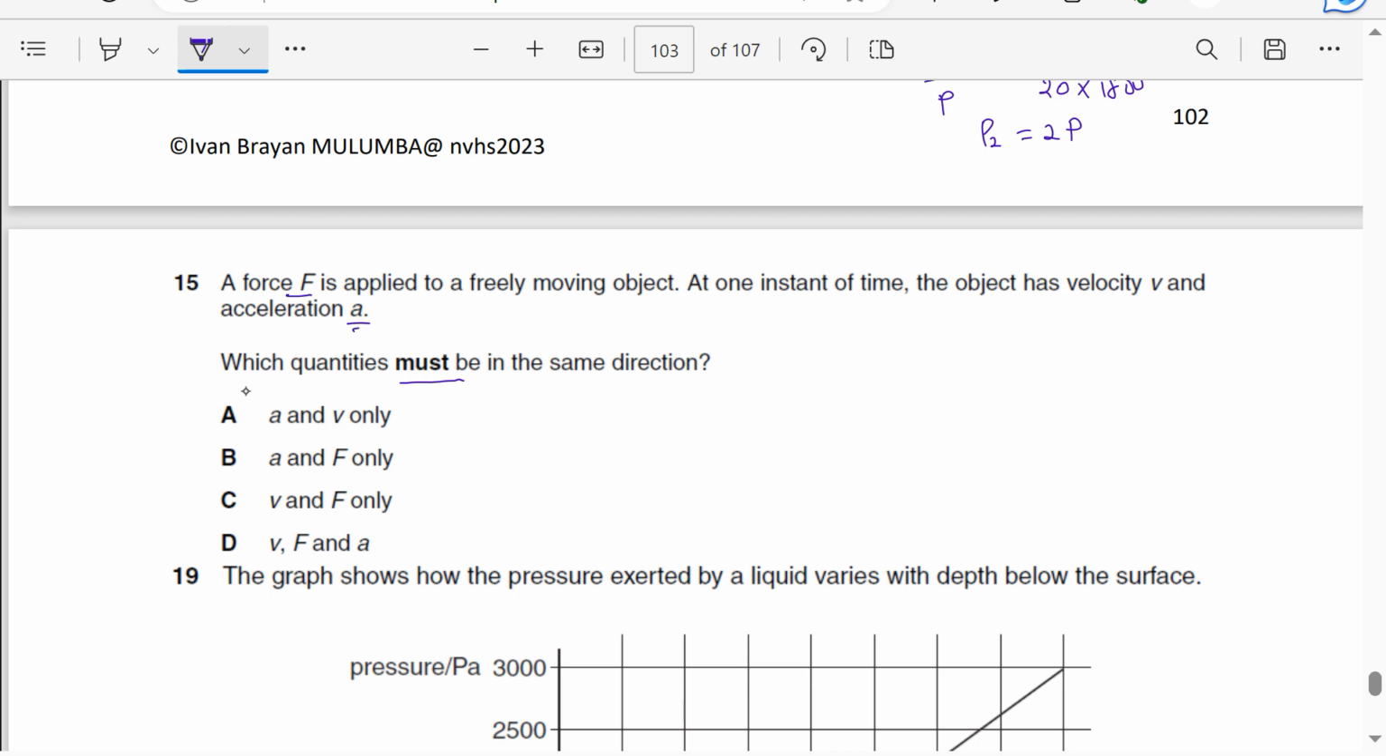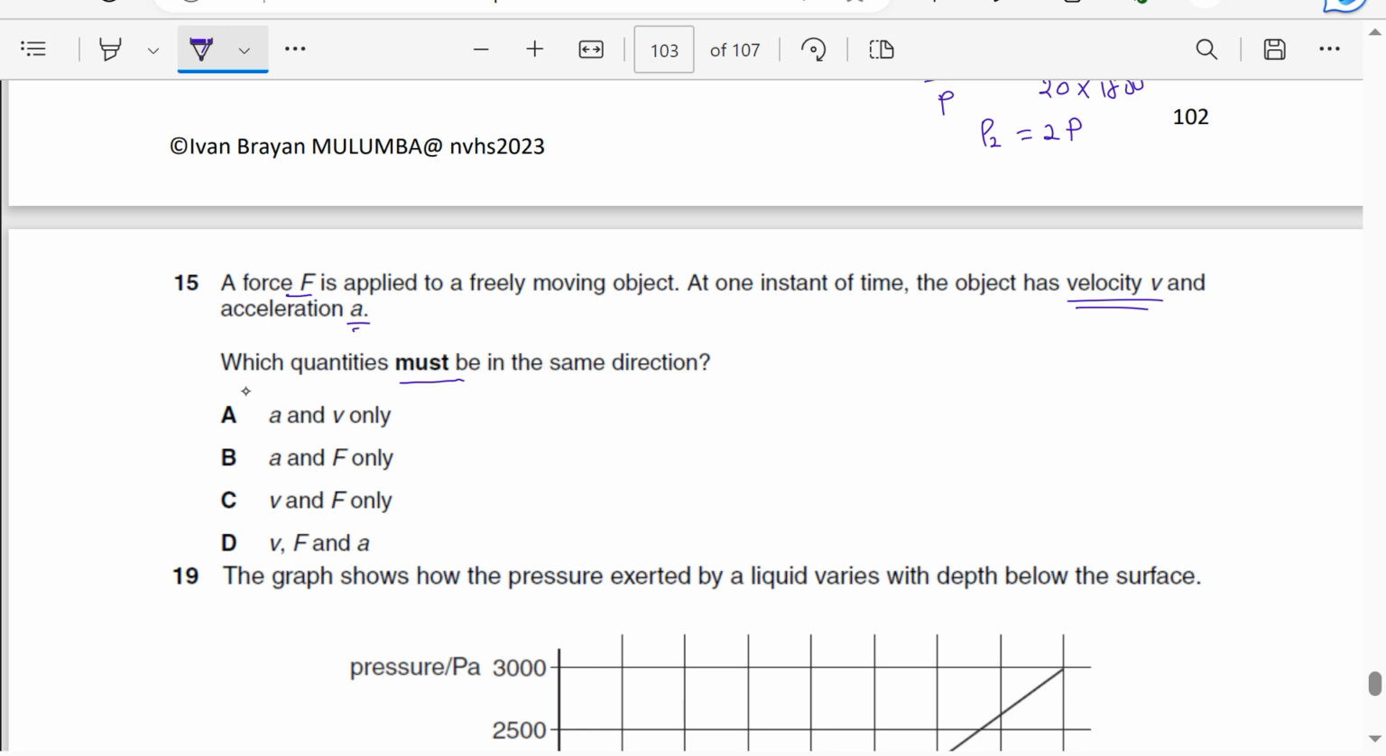The body accelerates in the direction of the resultant force. All these are vectors. So the body speeds up, or its velocity changes in the direction of the resultant force, and its acceleration is in the direction of the resultant force. So all the vectors will point in the same direction. So which quantities must be in the same direction?